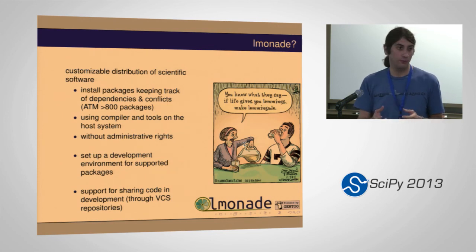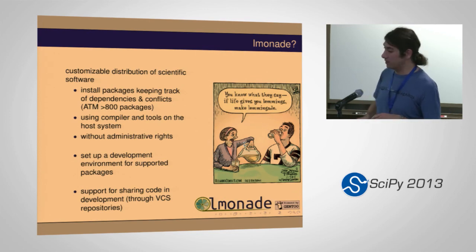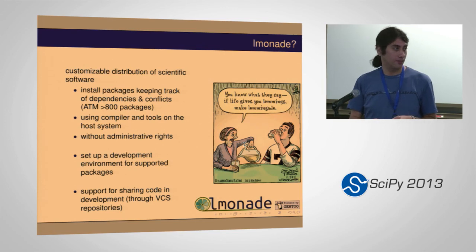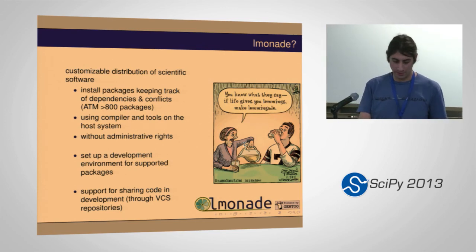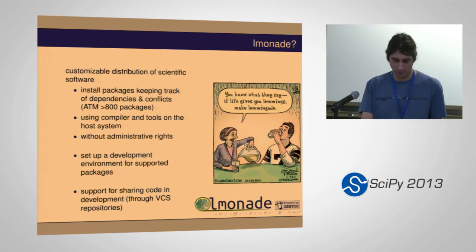This is very useful if you're working with supercomputers that you don't have root access to. It's usually the case for me that I do things on my laptop, it's not big enough, I move, and Lemonade can handle all the installation. Besides the usual package management, it can also set up a development environment for certain packages. I will show what I mean by that. And using this development environment mechanism, you can also share your code, of course, going through Git or Mercurial or other version control systems.